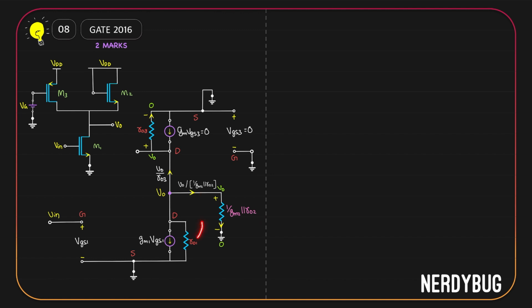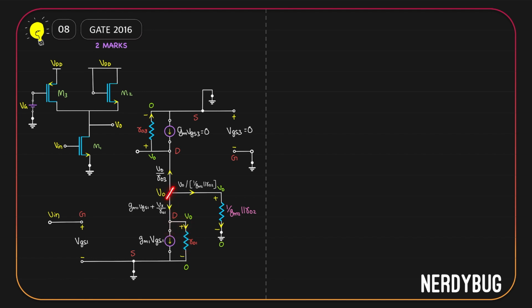Now take a look at RO1. It has a potential VO over here and 0 over here. So a current will flow through it like this, giving positive potential here and negative here. And the current will be equal to VO divided by RO1. Now VO by RO1 flows like this and gm1 VGS1 flows like this. So the total current flowing in this branch is gm1 VGS1 plus VO by RO1. Let us show it over there.